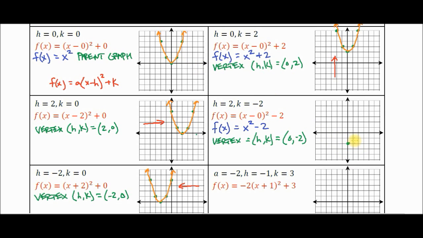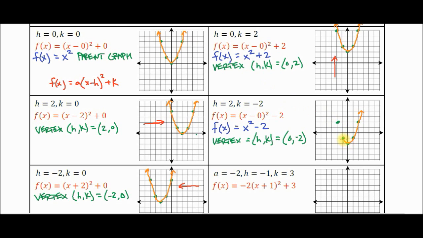So we're going to go over 1, up 1, over 1, up 3, and then the opposite direction, over 1, up 1, over 1, up 3. We'll go ahead and connect those points together. And I missed both points. Let's try it again. There is our parent, basically the shape and direction of our parent graph.